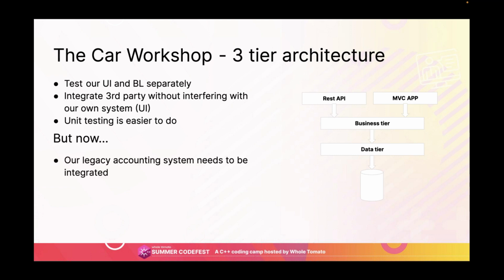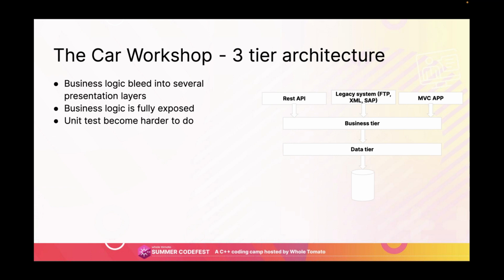However, now that everything is working properly, financial people are saying that, well, if we are automating the business, we also want to automate our accounting. So maybe we can have our system communicating directly with our legacy system that needs to be integrated. And we will do that because now we have the 3-tier architecture with everything very well separated. So easily we integrate our legacy system that is even written in some old technology and communicates over FTP or XML or SAP or whatever it was, no problem for us.